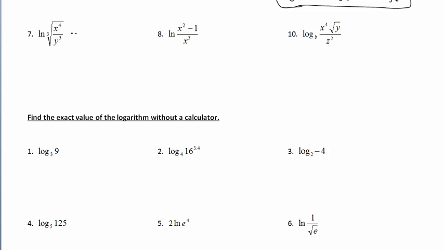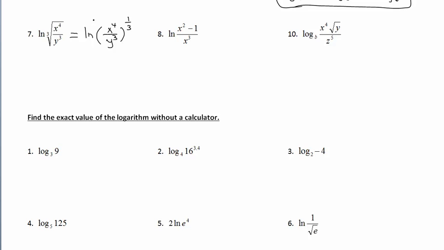The first thing I'm going to do is take that cube root off and change it to a 1/3 exponent. So the cube root is equivalent to a 1/3 power. But I still have this quotient in here. All right, so I can see the power property and I can see the quotient property.